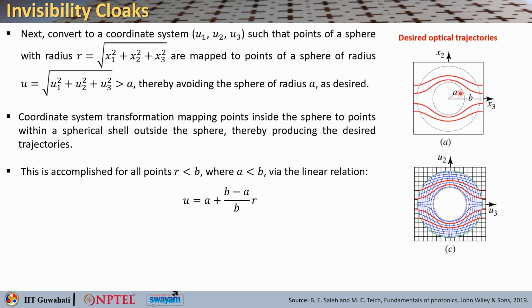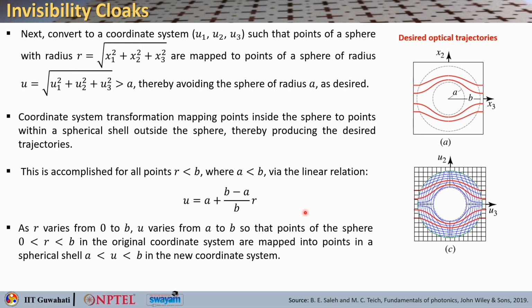So basically whatever is within the region r less than a is now mapped within this shell region, which has a radius of b minus a, and this is the transformation or the relationship between the old coordinate system and the new coordinate system. As r varies from 0 to b, u will basically vary from a to b. So that tells you that this region is not covered here.